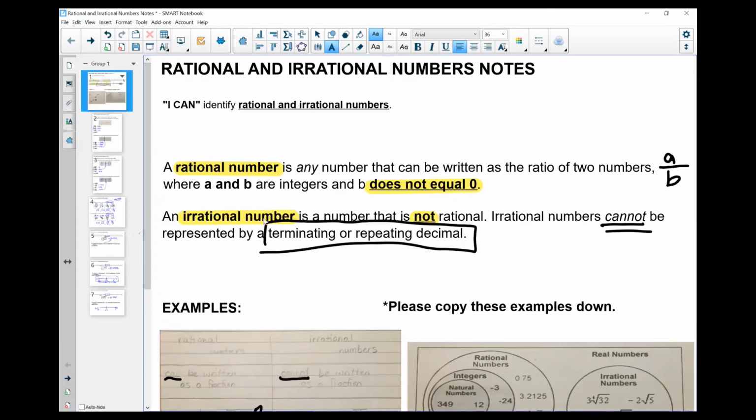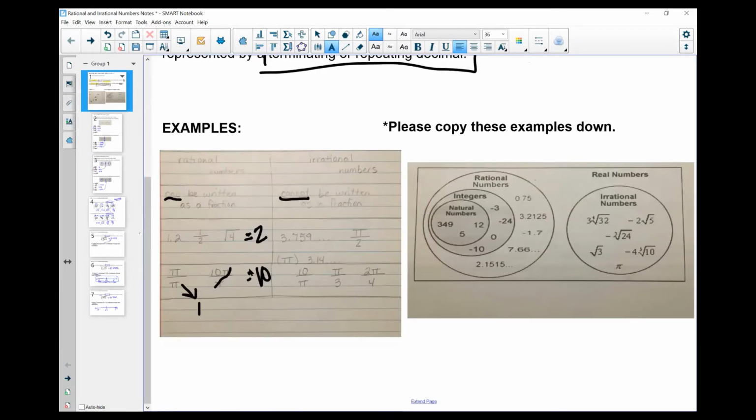Okay, here we go. Now, as you guys can see, as the example I have down here, a rational number can be written as a fraction. And then over here, an irrational number cannot be written as a fraction. Here are some examples of rational and irrational numbers, and some more examples up here. Today's video will cover and explain all of this.